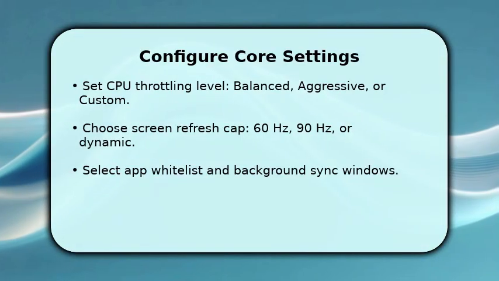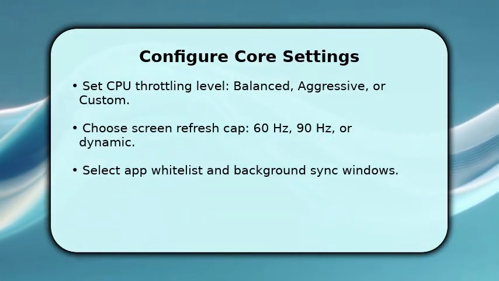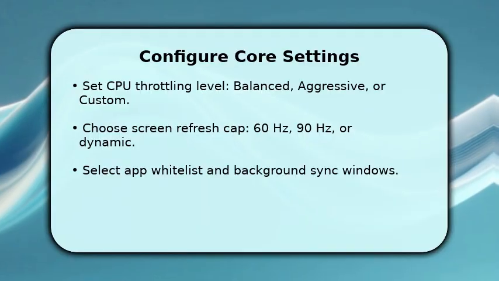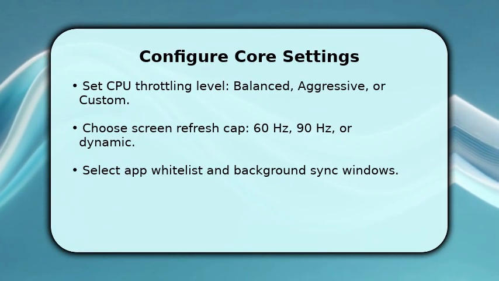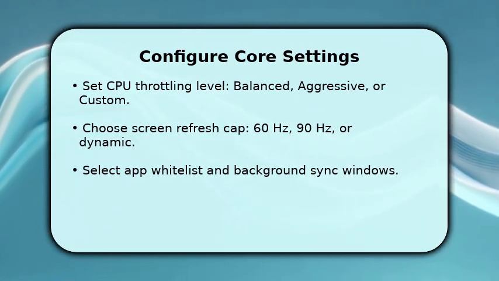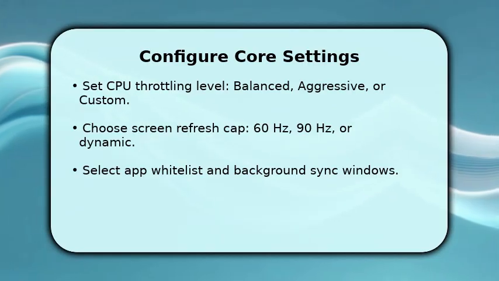You now configure the heart of Turbo Power Saver, CPU and display rules. First, pick CPU throttling: balanced for everyday use, aggressive to extend hours, or custom if you need precise control. Then set the screen refresh cap. Lower rates save more power but may affect animation smoothness.